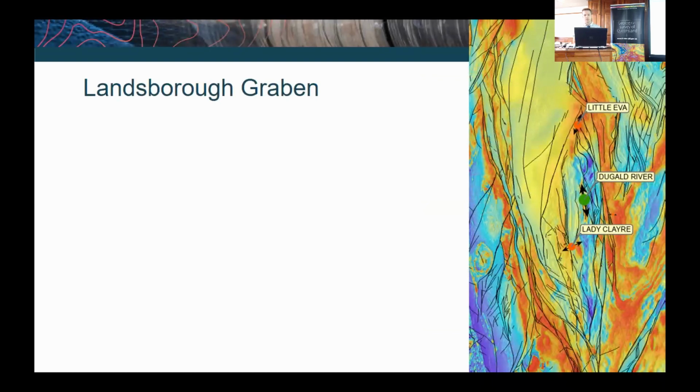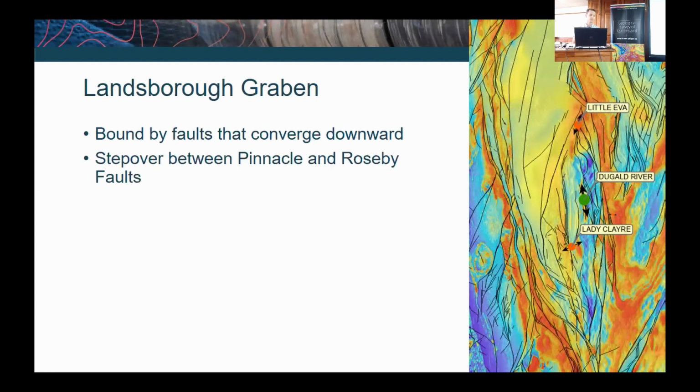So getting into the Landsborough Graben here. This is just in the eastern margin of the Mary Kathleen domain. You can see some of the main mines and deposits there. The geometry of the Landsborough Graben is that we've got these bounding faults, and they converge downwards. So the western fault dips east, and the eastern fault dips west. And so these can be interpreted as where you've got these northwest, just in here, a bit of a step over between the Mount Roseby fault on the right and the Pinnacle fault on the left.